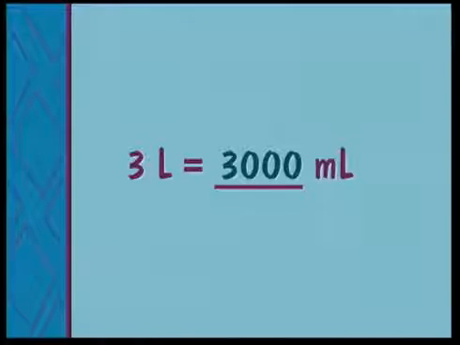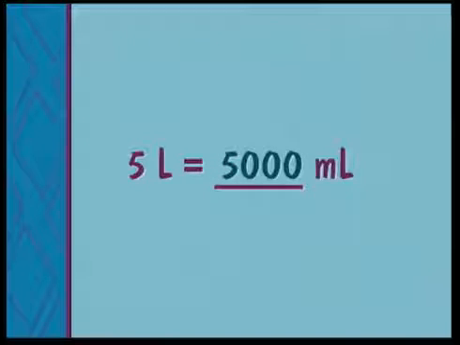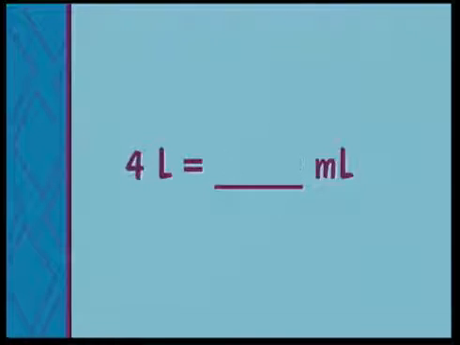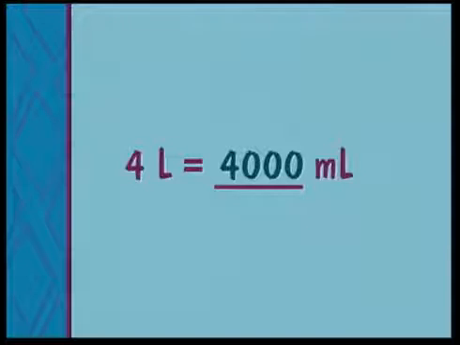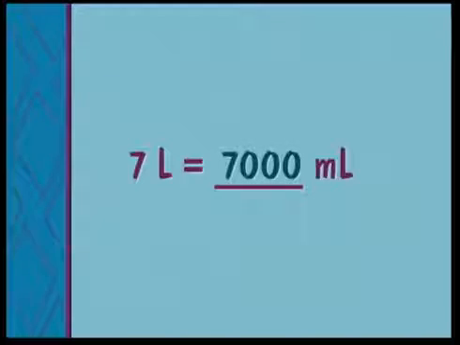So 3,000 milliliters. All right, what about 5 liters? Now, that would be 5 times 1,000 or 5,000 milliliters. See how easy this is with the metric system? As long as you know what you're multiplying by, you won't have a problem. And that M tells you milli, which means 1,000. Multiply 4 times 1,000, and you get 4,000. And the last one here, 7 liters, changes to 7,000 milliliters.